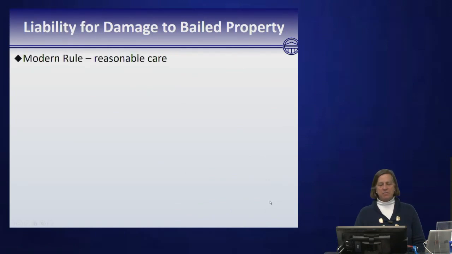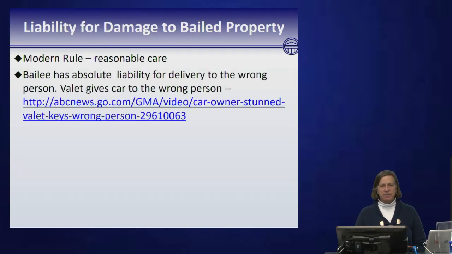Liability for damage to bailed property. The modern rule is this. We used to look to see what type of bailment it is. The modern rule is this: when a bailment has been created, the person who is holding the property must take reasonable care of it. The bailee does have absolute liability for delivering the property to the wrong person.